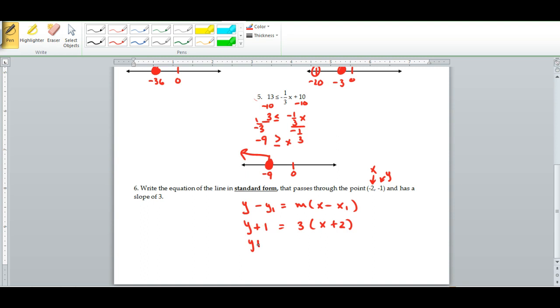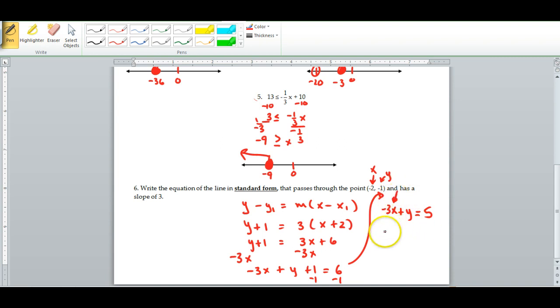So I'm going to distribute the slope. y plus 1 equals 3x plus 6. And now I'm going to move the x term over. So I have -3x plus y plus 1 equals 6. I'm going to bring this up, and I end up with -3x plus y. I'm going to subtract the 1 here, equals 5. I don't want a negative x term. So I'm going to change the sign of each one, and I have 3x minus y equals -5, and that's my answer.